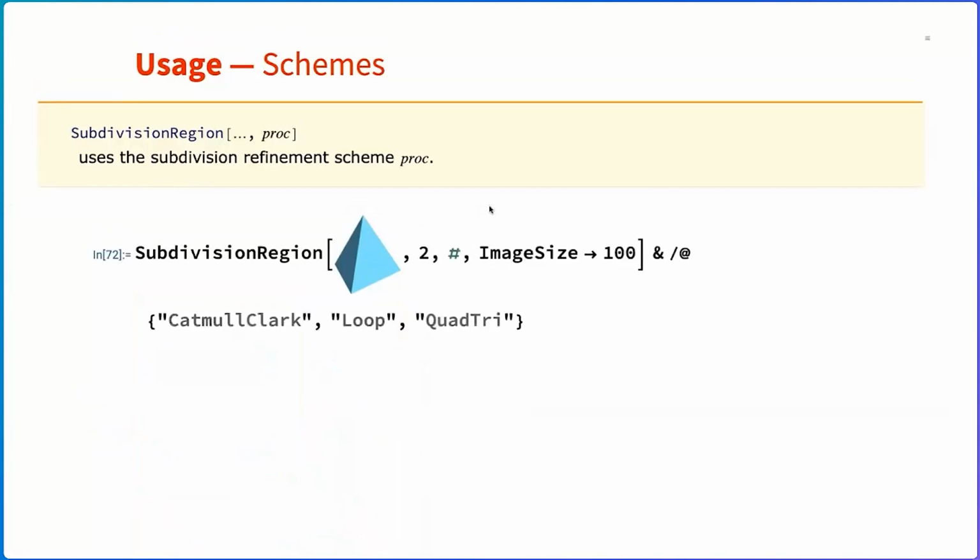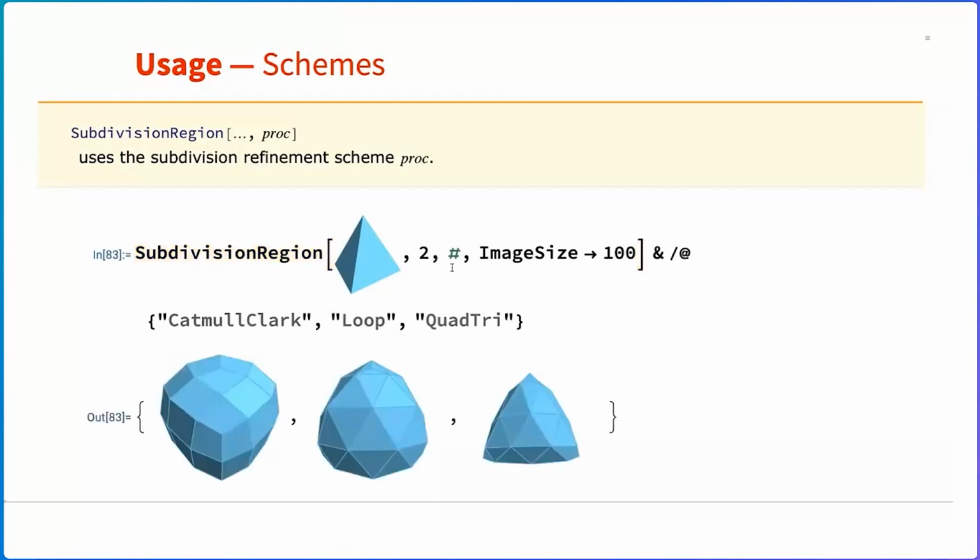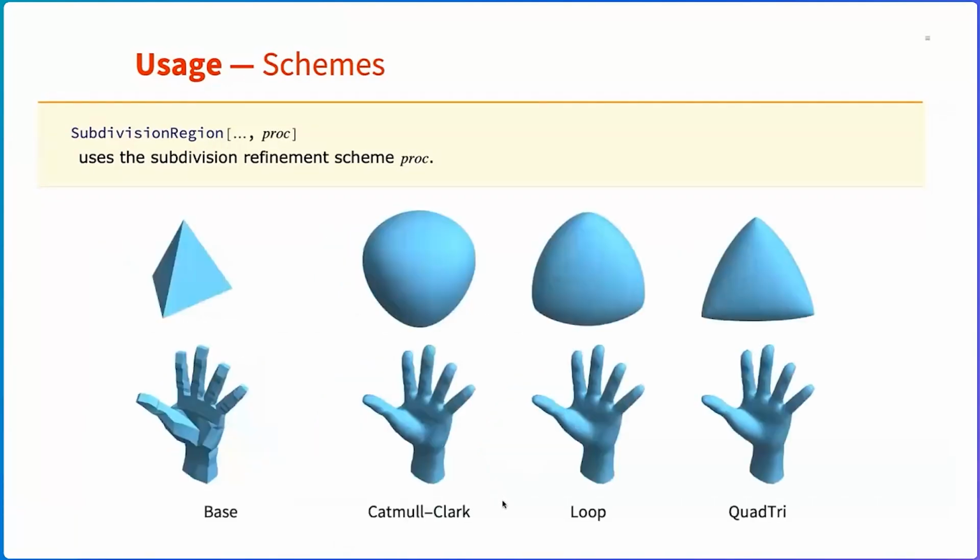Currently, we just support three schemes for surfaces in 3D, which are Catmull-Clark, loop, and quad-tri. We can see there are different effects on our tetrahedron below. Now, these schemes can produce significantly different results for small meshes, like this tetrahedron. But as you can see, the differences become much less pronounced for more complex meshes, like this hand.